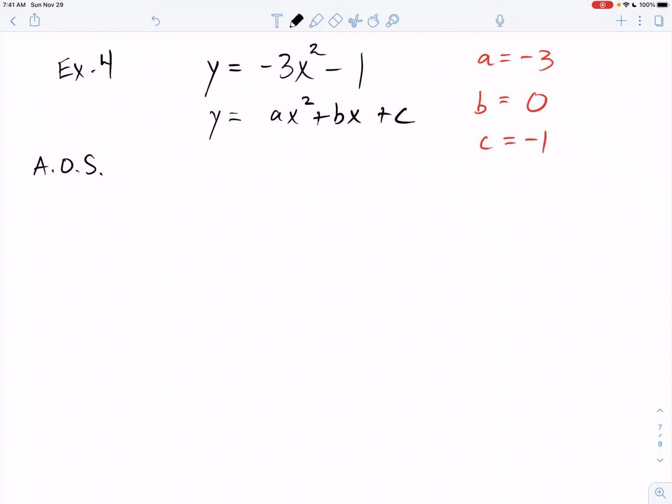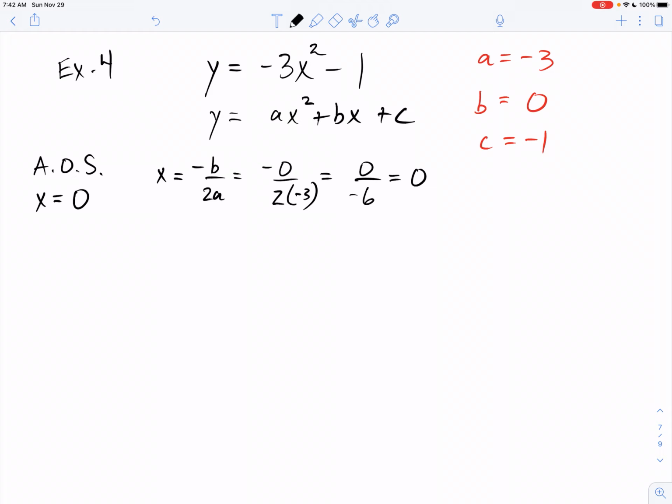Axis of symmetry is at x equals, well, if I did -b over 2a, if I do the axis of symmetry calculation, and b is negative nothing, it's nothing over 2 times a, well, that's just nothing divided by -6, or negative nothing divided by -6. I get nothing. My axis of symmetry is at 0. Now think about it a little bit ahead of time. If x is 0, my vertical line that I draw goes right down the y-axis. It's right in the middle of my graph.